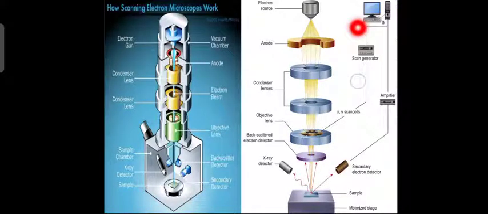This is another diagram showing the representation of SEM. You can see the electron source, anode, condenser lens, objective lens, backscatter detector, X-ray detector, secondary electron detector, and the sample down here. So, the signal will be generated here, scanning is done here, and then it will be shown on the TV screen. The magnified image will be shown over here.